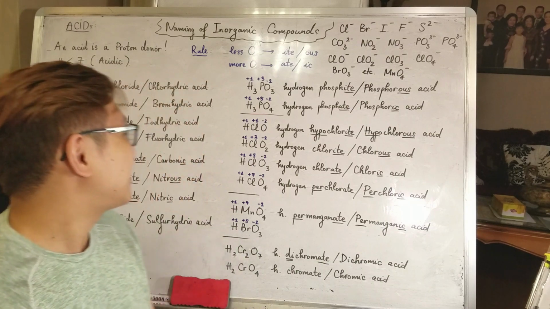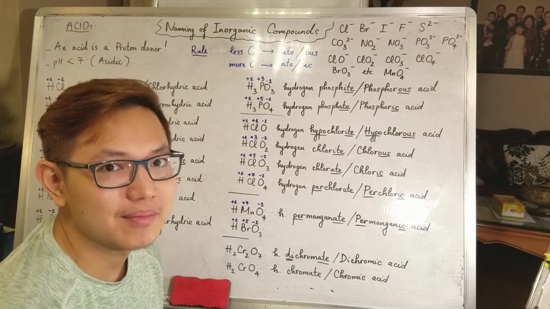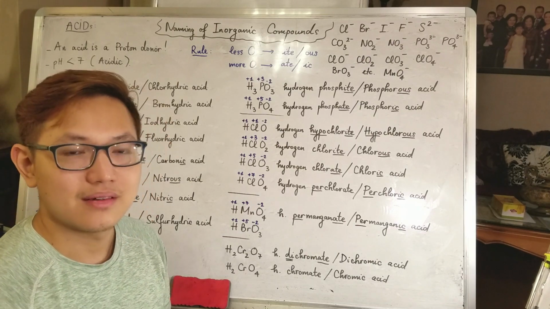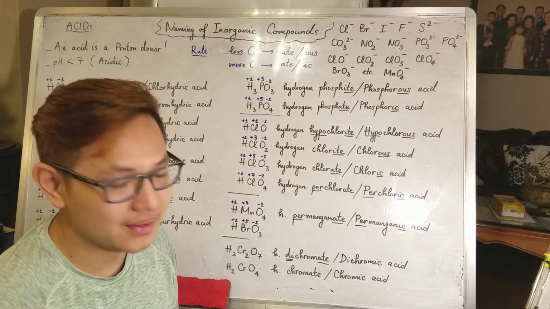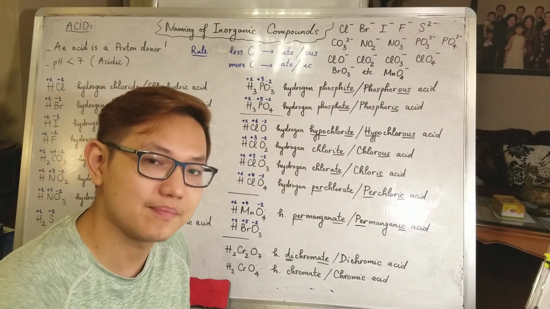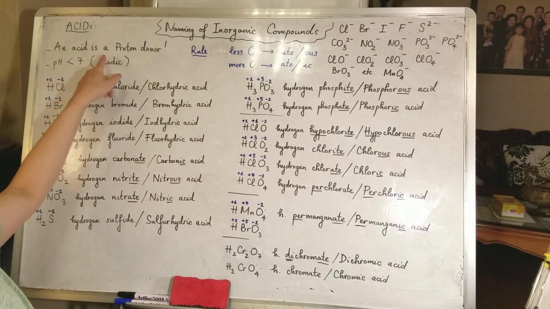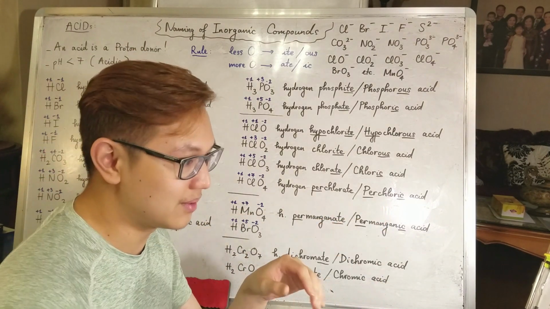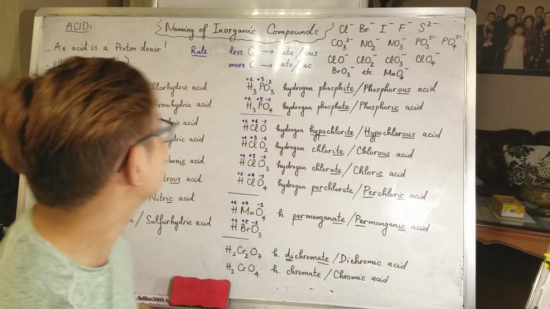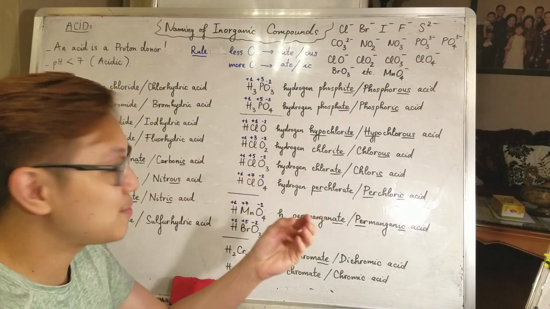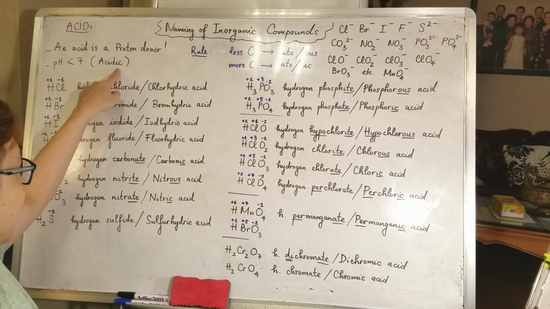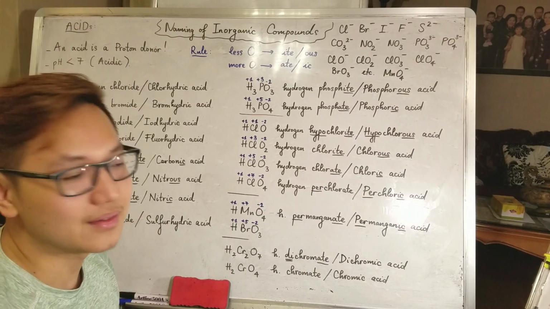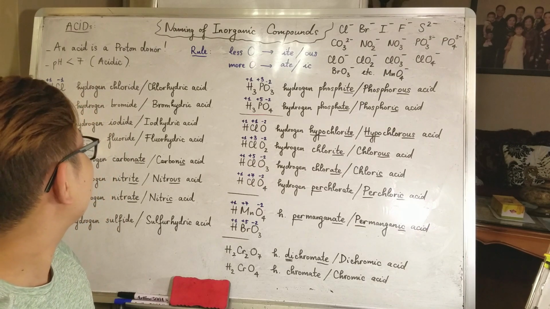Okay, so in this part, I'm gonna tell you how to name the acids. So first of all, what is an acid? According to the Brønsted-Lowry theory, an acid is a proton donor. It donates the proton, or the H+. When it donates the H+, it makes the solution acidic, which means the pH of the solution has to be smaller than 7. Okay.